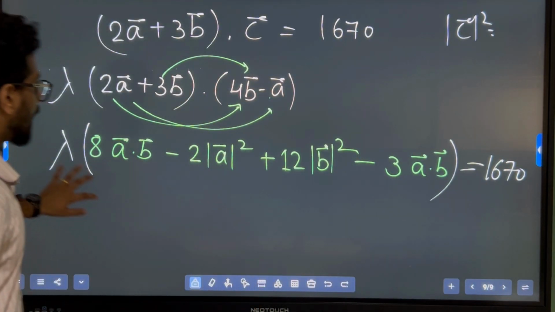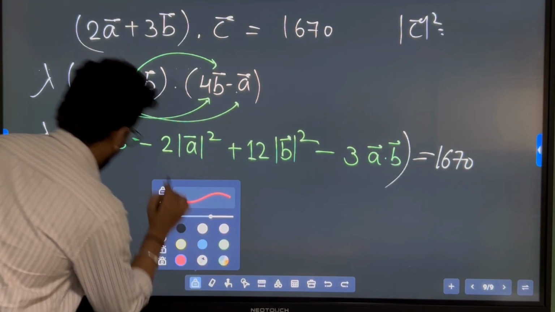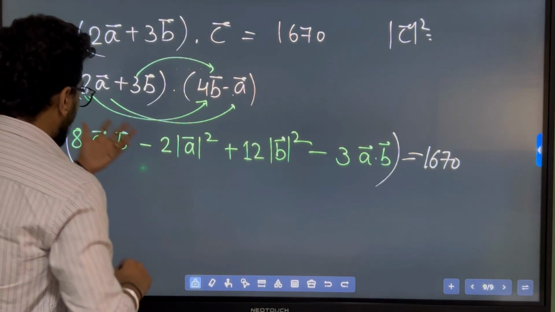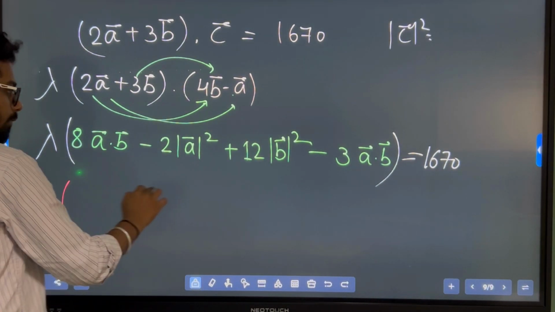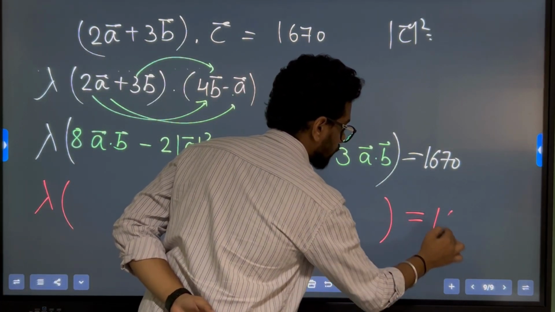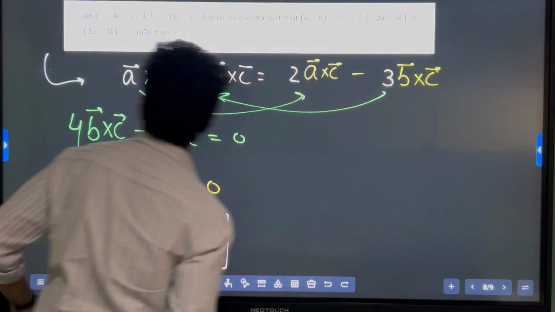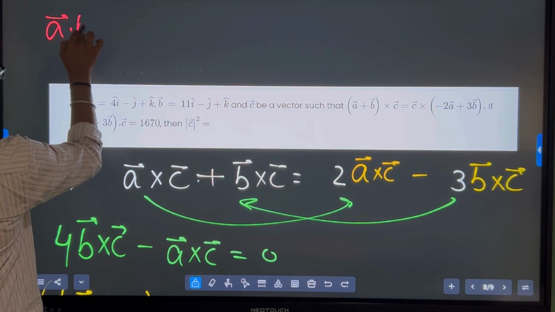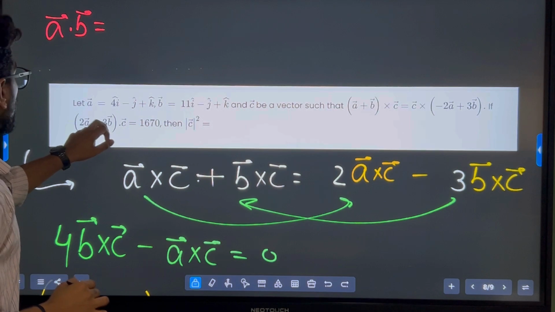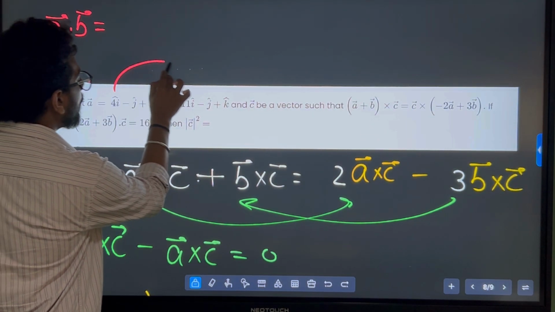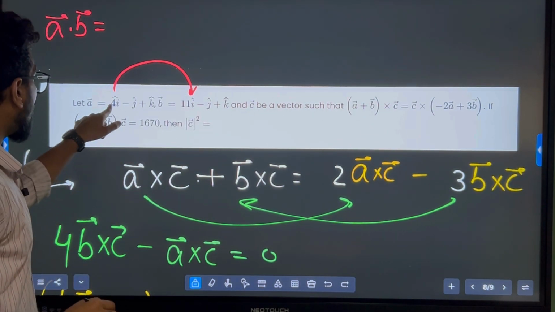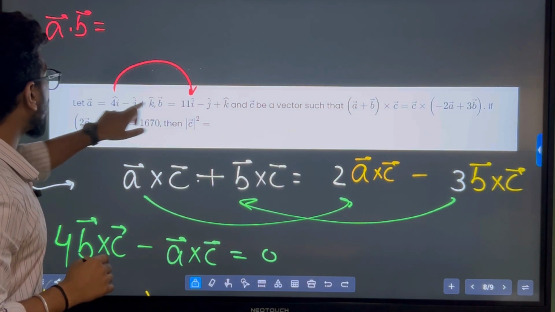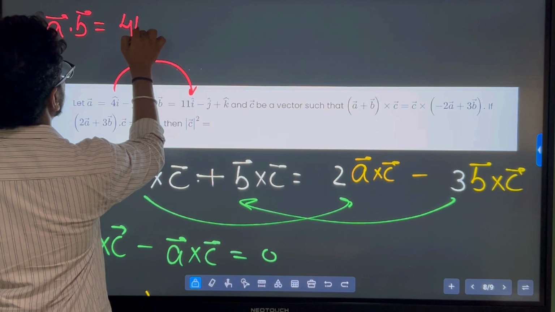Alright guys, now the final touch of this question. From here we will get the value of lambda, but I will solve it quickly for you. How to solve a dot b? Let's solve this first. A dot b is equal to, see, components of the same axis. I dot I is 1, I dot j is 0, I dot k is 0. So 4i into 11i is equal to 44.